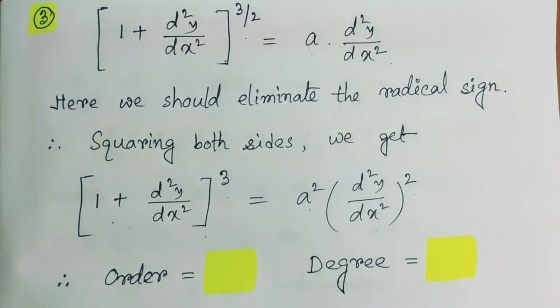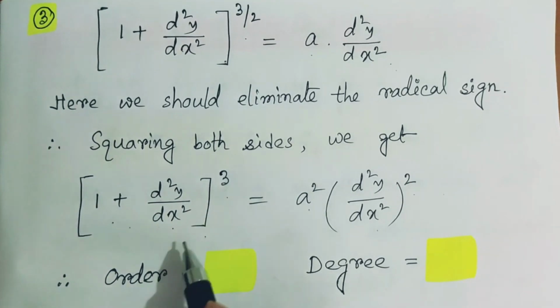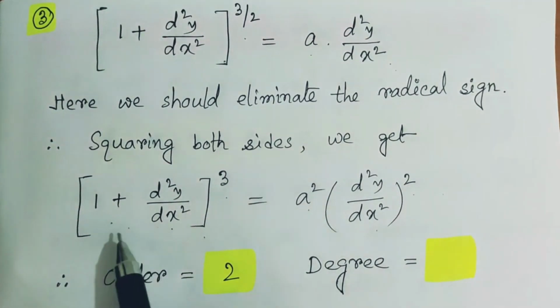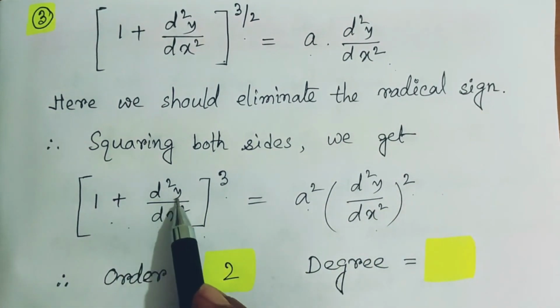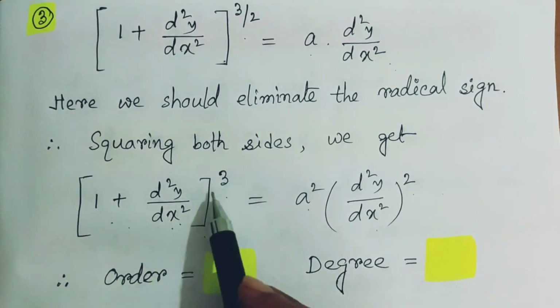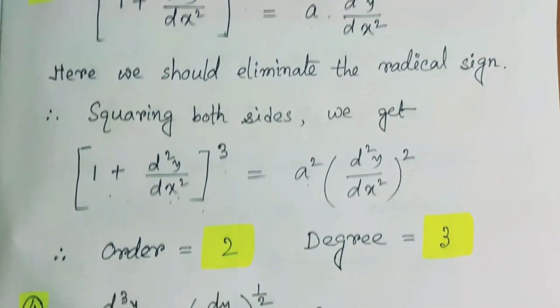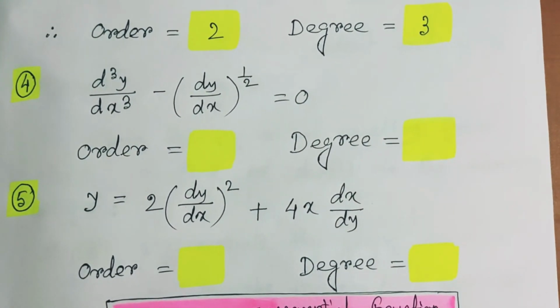Now the highest derivative involved here is d square y by dx square. So it is the second order, so the order of the differential equation is 2. And regarding the degree, if we simplify this entire term, then we understand that d square y by dx square whole to the power 3 is the highest power which we can get after simplification, so the degree is definitely 3 here.